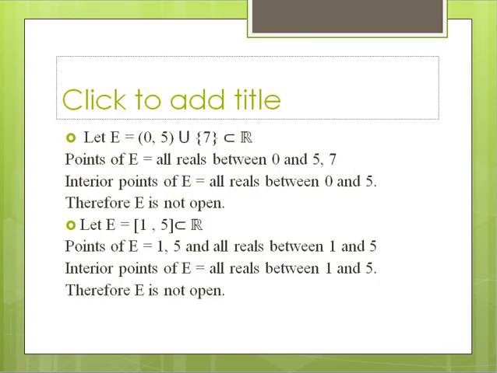Then some more examples: the set (0, 5) union {7}, which is contained in R. We take some of the interior points, such as 0 and 7. E is not open here. And if you take the closed interval [1, 5], which is a proper subset of R, the points 1 and 5 are not interior points, although the real numbers between 1 and 5 are, so it is not open.